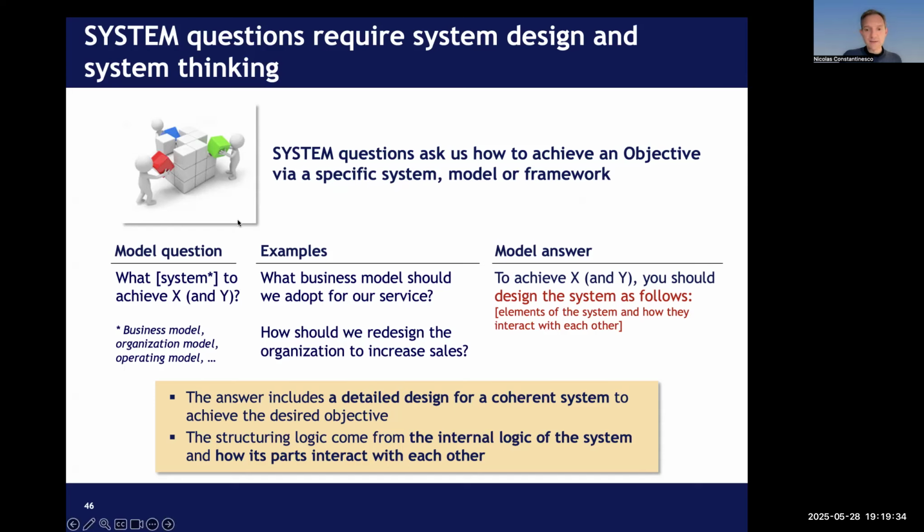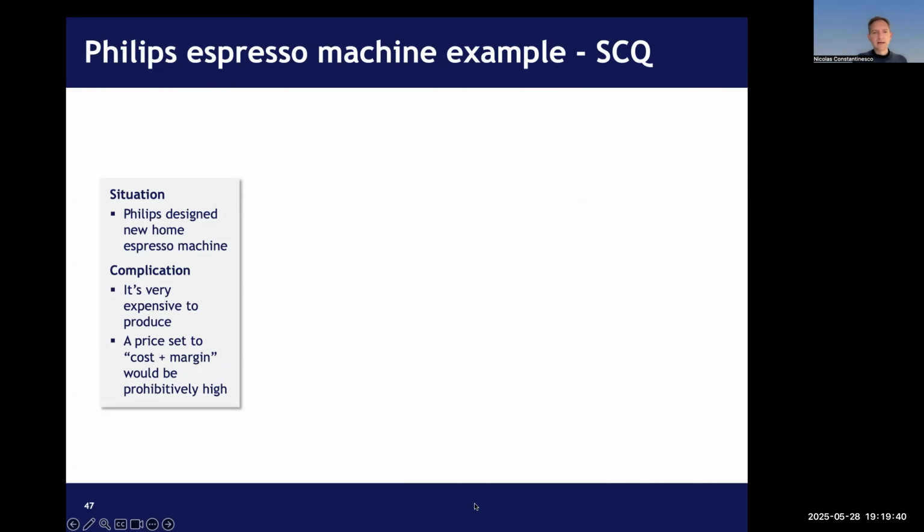Let me start with an example. No, not operating model, sorry, business model. And let me start with an example. So let's say that Philips designed a whole new home espresso machine. It's very cool, makes amazing coffee, but it's also extremely expensive to produce.